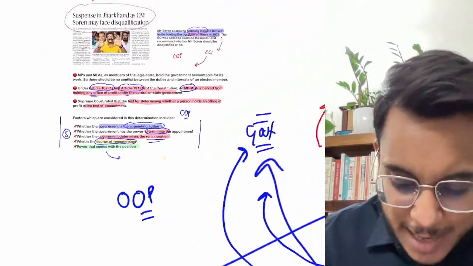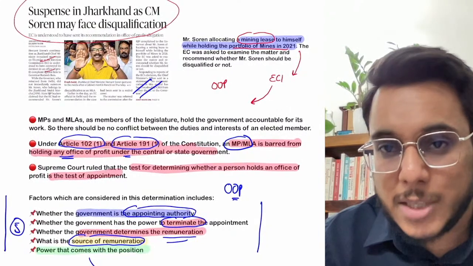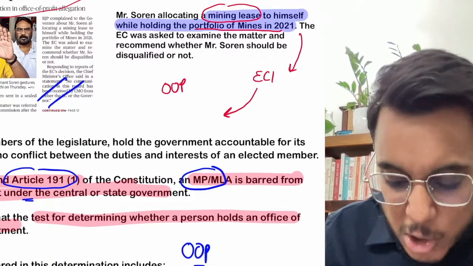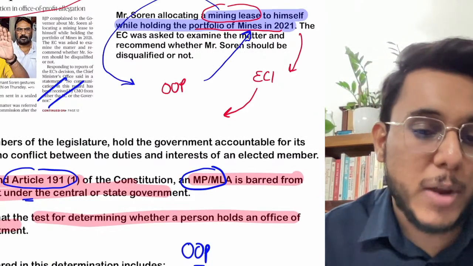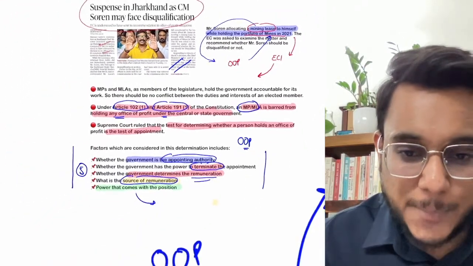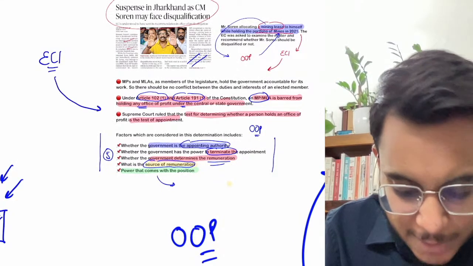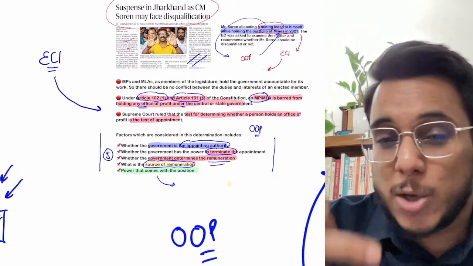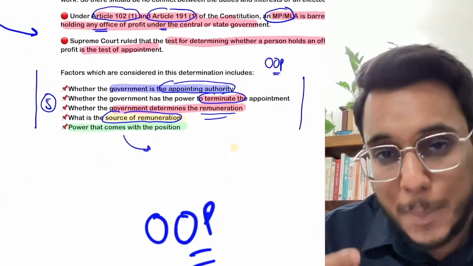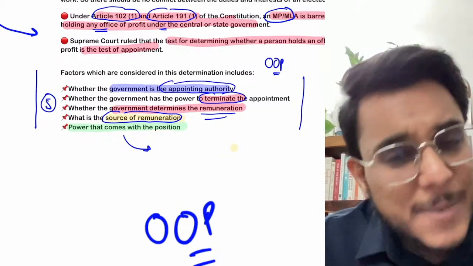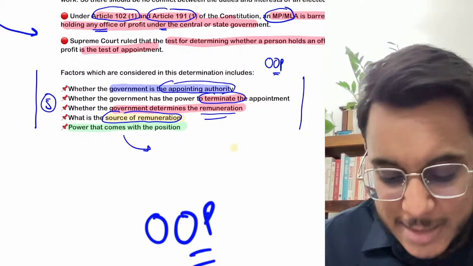Now, guys, what has happened? When the Chief Minister of Jharkhand was holding the portfolio of mines in 2021, he gave a mining lease to himself. Now the Election Commission of India is investigating whether giving the mine to himself was an office of profit or not. Understand this, that in the capacity of minister he has given the mines, so obviously the allocation of that position is given by the government. So these are certain things that have been there.